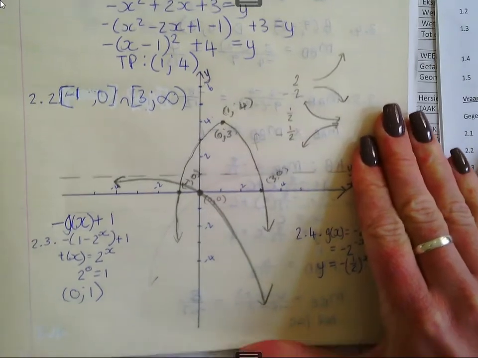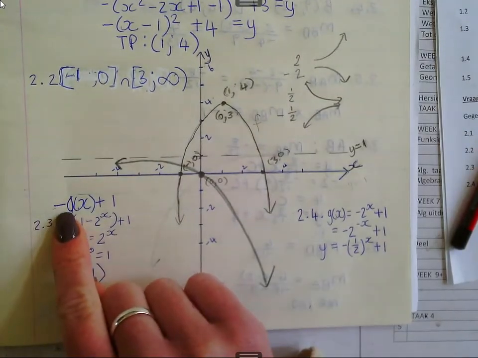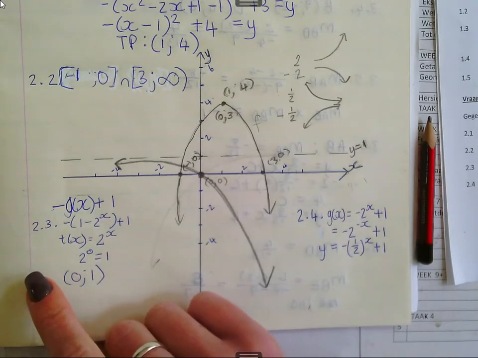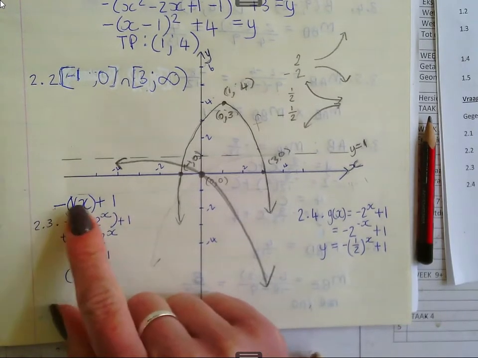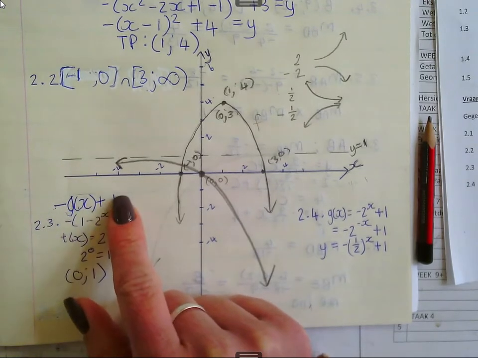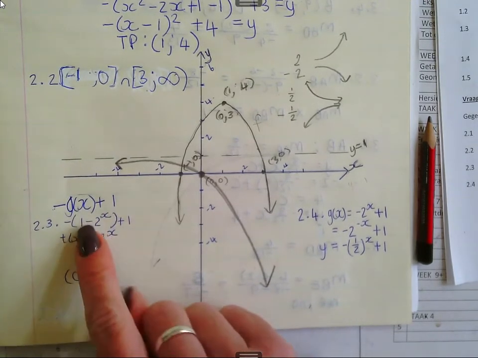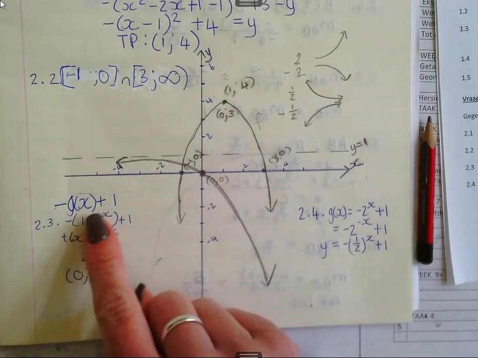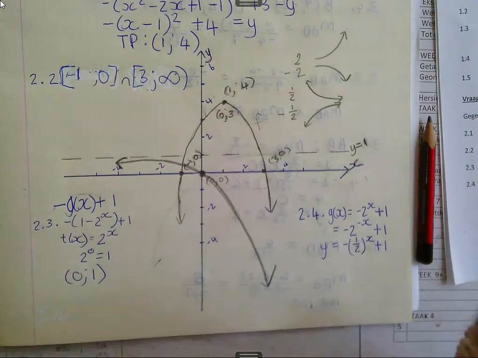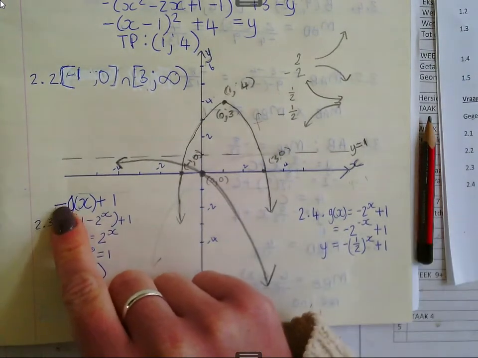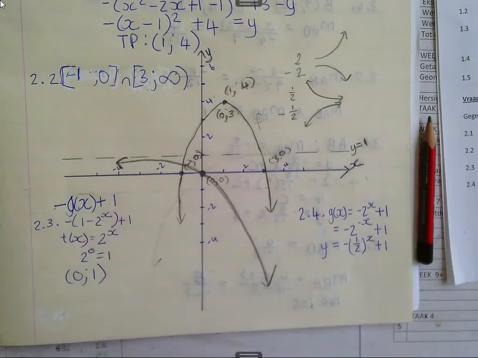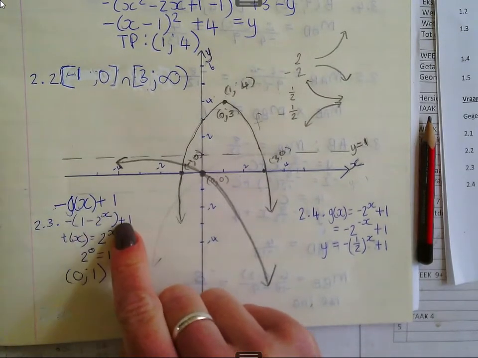Okay, you done with that? Next one. They're asking you to find the y-intercept of t if t is negative g of x plus 1. So what is g of x? G of x is that 1 minus 2 to the power of x. Or you can say negative 2 to the power of x plus 1. That is g of x. So what they're saying is put a negative in front of that whole thing. Not just in front of the x, because g of x is the whole thing. You put a negative in front of the whole thing and you add 1 in the end.